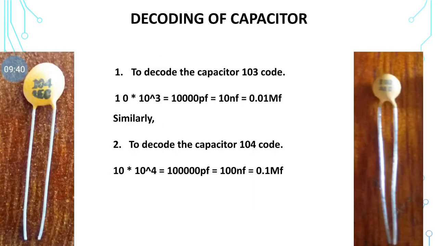The decoding of a capacitor, as I have said, is similar to resistance decoding. That is, the first two numbers are taken as they are, and the third is the multiplier. That is, if you use a 103 coded capacitor, the first two digits are taken as they are, and the third is a multiplier, 10 raised to 3, which gives 10,000, and you get a 0.01 microfarad capacitance. Similarly, it is for the capacitance of a 104 coded capacitor.